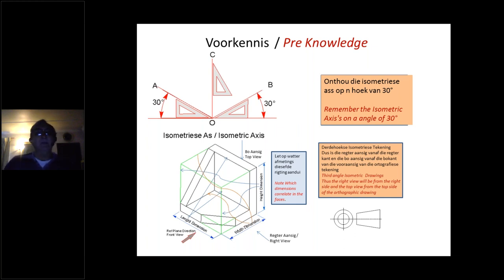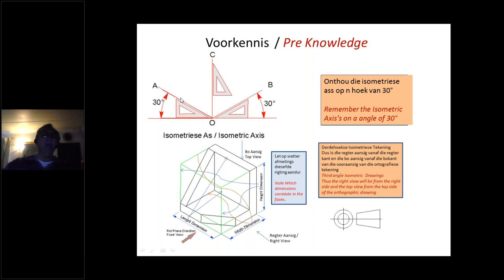Right, let's just take some pre-knowledge. You must remember that the isometric drawing is lying on three isometric axes. There's a 30 degree line for the one axis and a 30 degree line for the other axis, and then there's a vertical line. The moment you draw on that isometric line, the true lengths are measured there. The true dimensions that they talk about will be measured there.